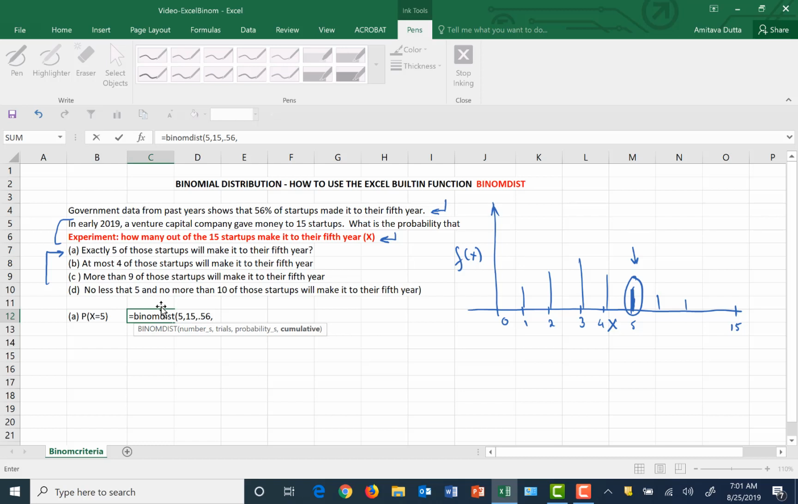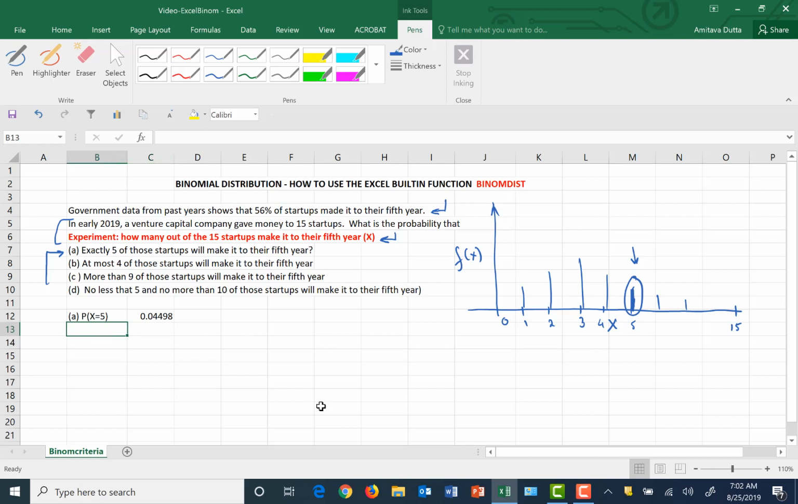And the last parameter is what I'll focus on: cumulative. Since for part A we are computing the probability of exactly one outcome, namely x equal to 5, there's nothing cumulative. We are not adding the likelihood of more than one outcome. So we are focusing on exactly one outcome, and this will be 0, not cumulative. The probability of exactly 5 out of the 15 startups making it to the 5th year is 4.5%. That's what the computation is telling us.